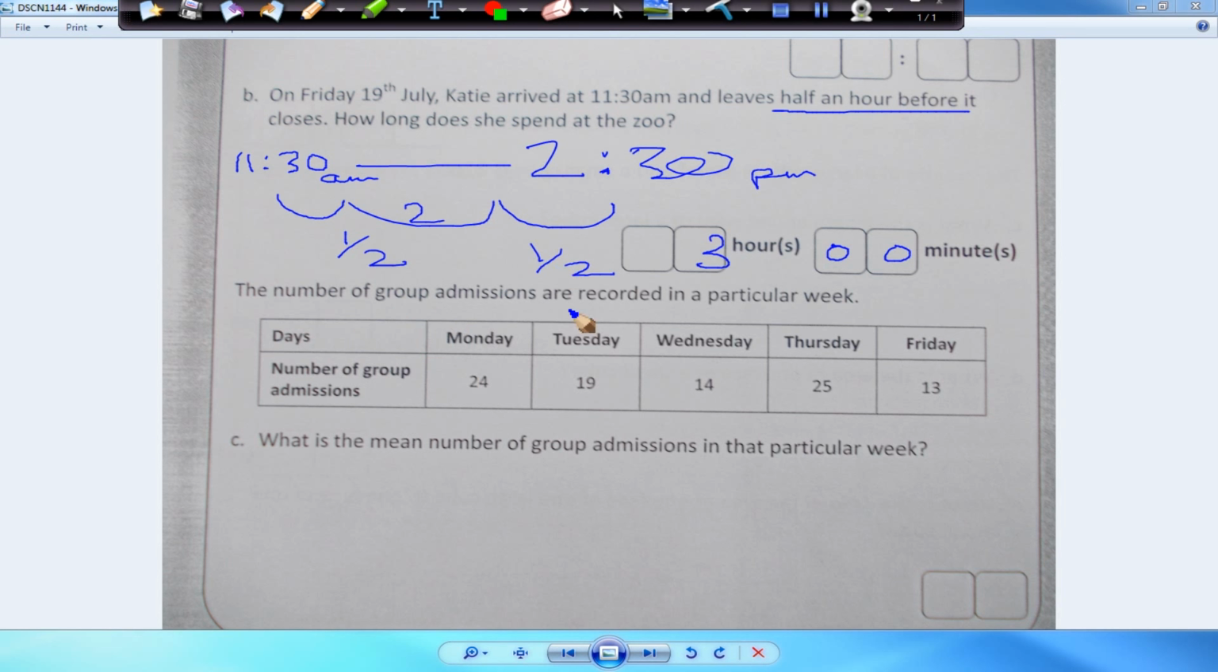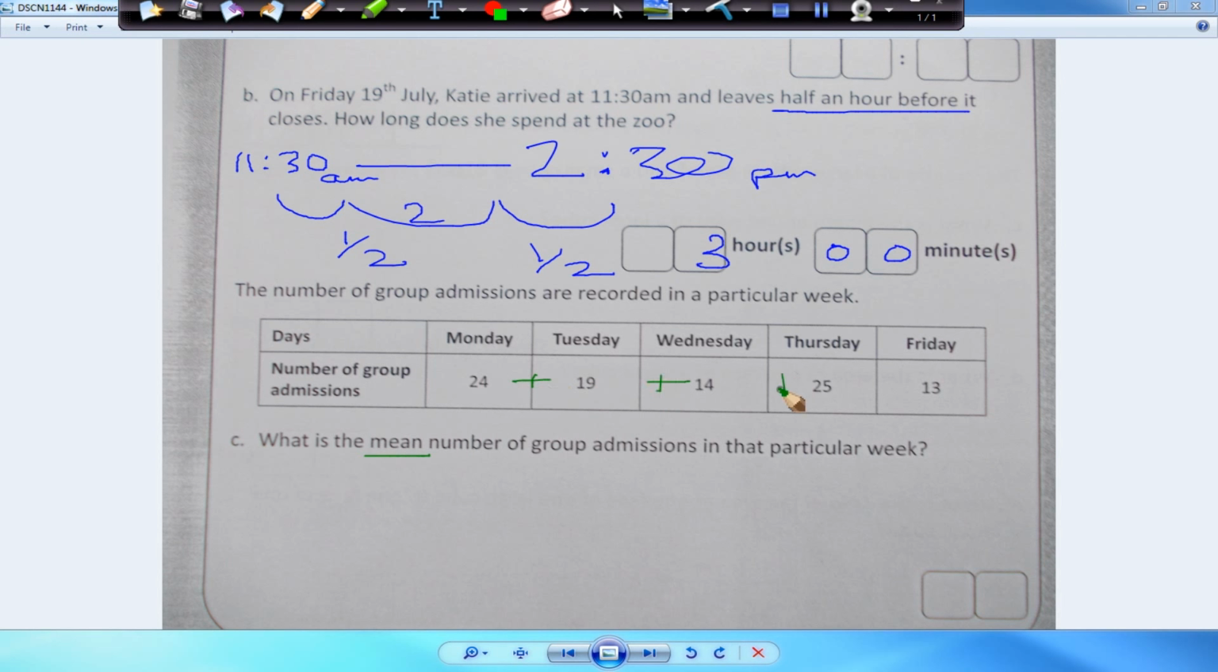Okay, the number of group admissions are recorded in a particular week. What is the mean number of group admissions in that particular week? First of all, put your hand up if you know what is meant by the word mean. Everybody knows the word mean. Okay, let's have Muniba. What does the word mean indicate? I don't know, how much divided by how many? Divided by 5. Divided by how many they are.